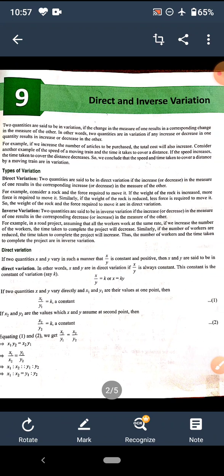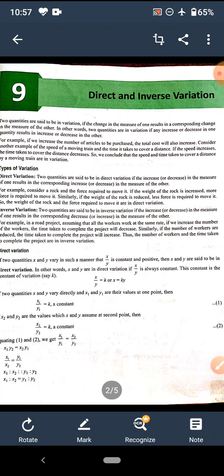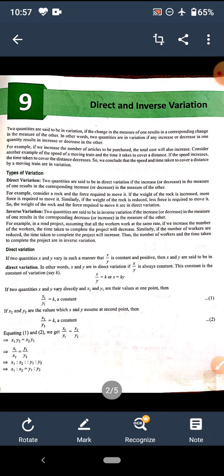Now beta, variation is of two types. The first one is direct variation and another is inverse variation. So two quantities are said to be in direct variation if an increase in the measure of one results in a corresponding increase in the other. Means if one variable increases, the other also increases.